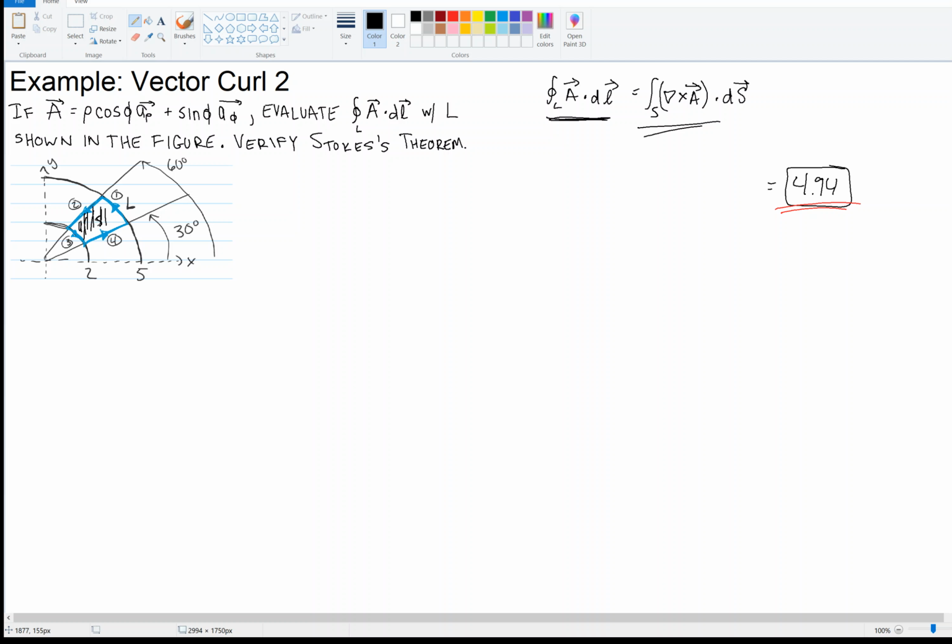First of all, let's calculate the curl of A. We are in cylindrical coordinates, so we need a 1 over rho there, and then we put a rho up here, and we put rho a phi there, and we put a z there. Then we have the partials here in the next row.